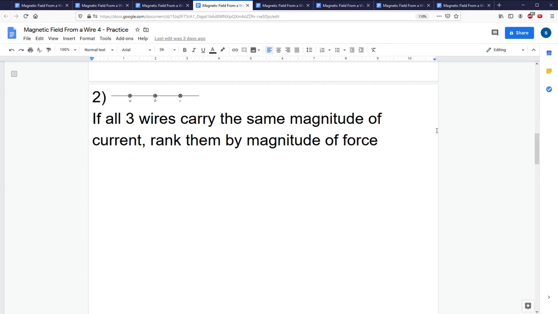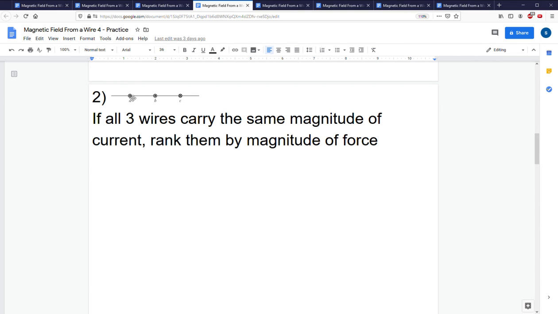So we can say first, the strongest force is going to be on B. On B, both of these other 2 wires are applying a force to the left. B is also as close to the other 2 wires as anything else is. So the total force on B is the strongest.